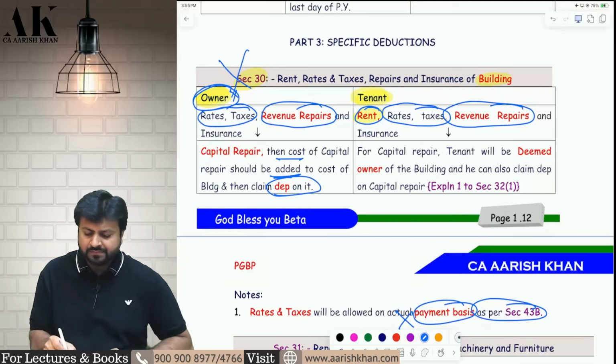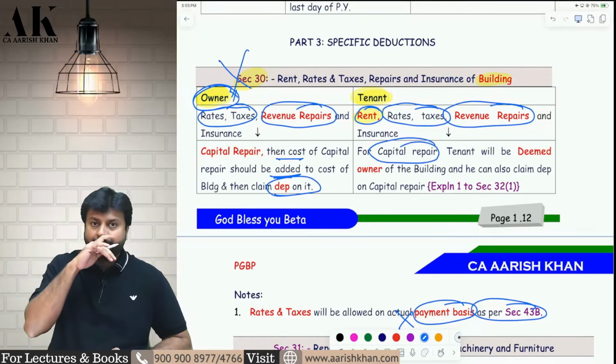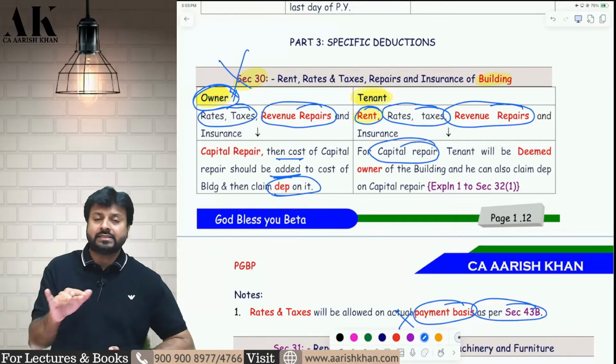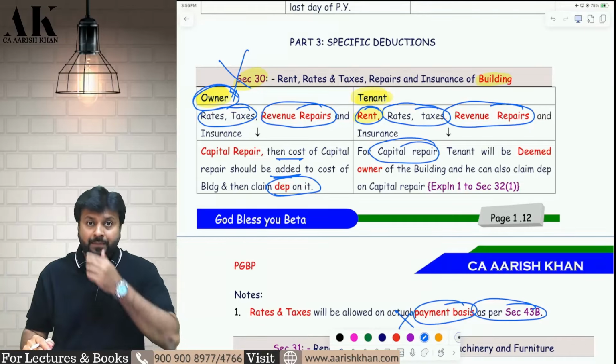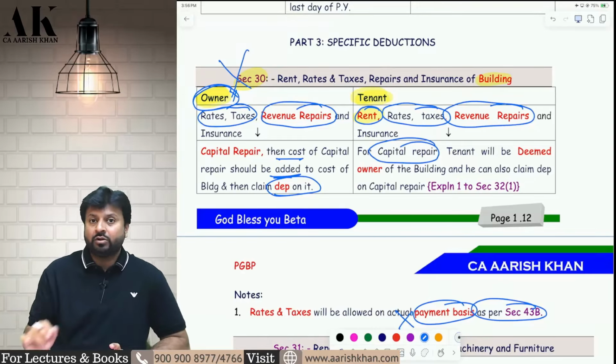What about tenants, sir? For tenants also, the government has given a special benefit that if a tenant also does the capital repair on the building of the landlord, which generally will not happen, but still if it does, there is a possibility. I am a tenant of your building and I am doing a capital repair on your building, very rare, but I can do. It may happen.